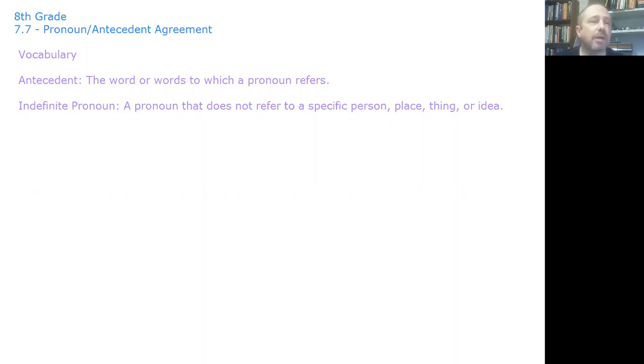There are two vocabulary terms that you need to know. The first one is antecedent, and this is the word or words to which a pronoun refers. It usually comes before the pronoun in the sentence.